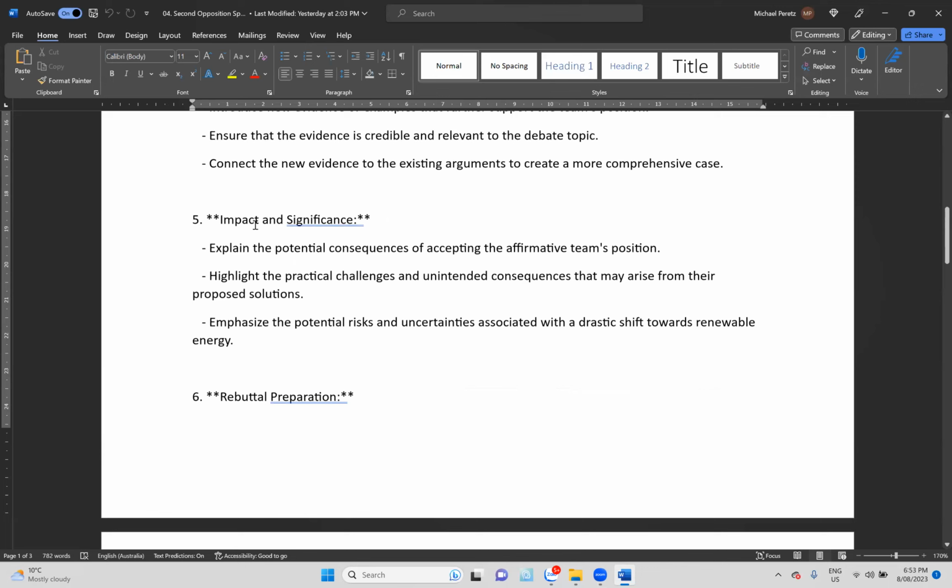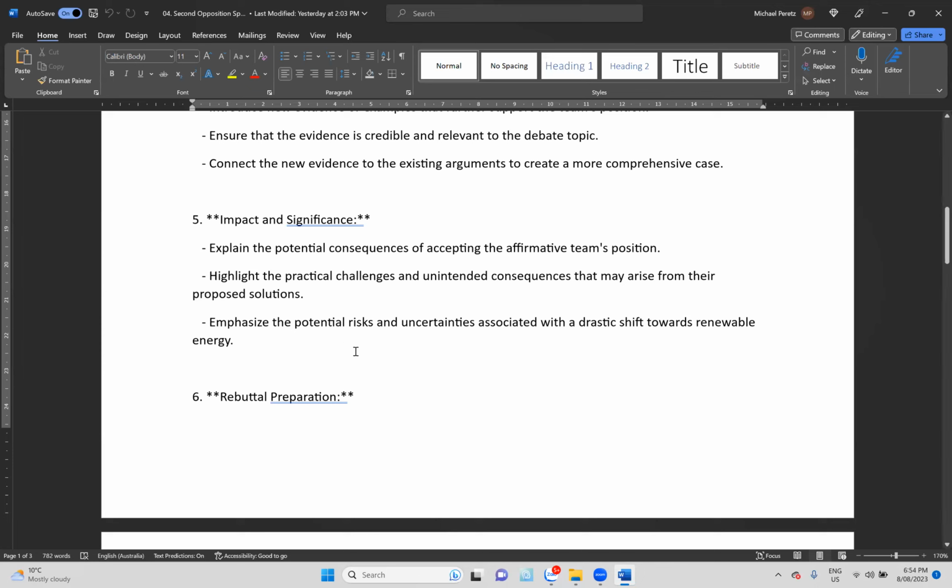Next, we want to talk about the impact and the significance. So we want to make sure that any potential consequences of accepting the affirmative team's position are known. What are some of the bad things that they've not told us about this topic? We want to bring those up to make people not want to believe them. We want to bring attention to any challenges and any consequences that may arise from their solutions. So what have they suggested that we do to fix this problem? And what are some of the problems that can happen because of those solutions?